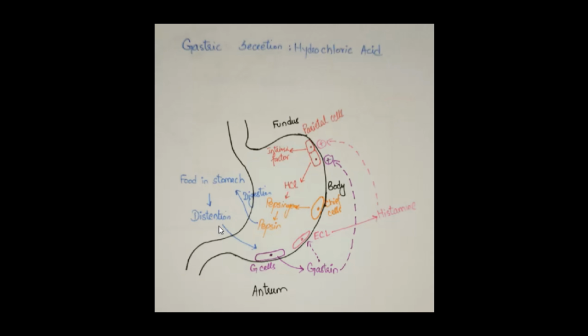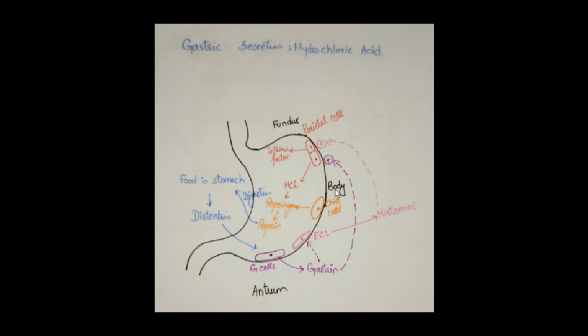Now this distension is a stimulatory factor for the G cells present in the gastric antrum to produce gastrin. This gastrin will travel towards the body and fundus where the parietal cells are present, and it will stimulate them to produce HCl. Parietal cells are the cells which produce intrinsic factor and HCl, but gastrin stimulation only produces HCl. So remember that. Then gastrin also acts on the enterochromaffin-like cells to produce histamine. Histamine again acts on the gastric parietal cell to produce HCl.